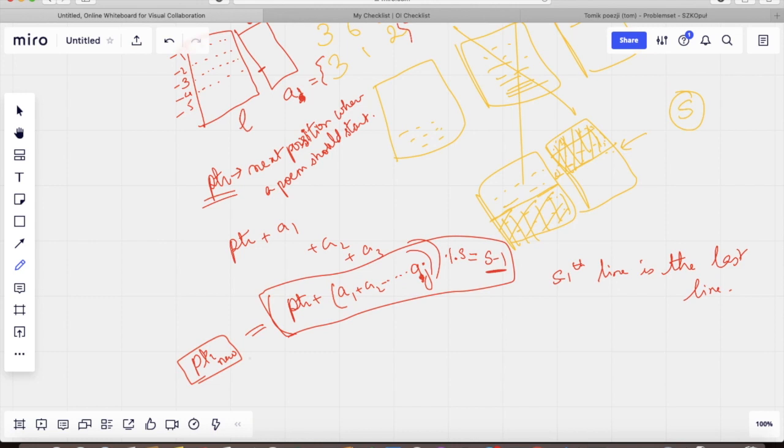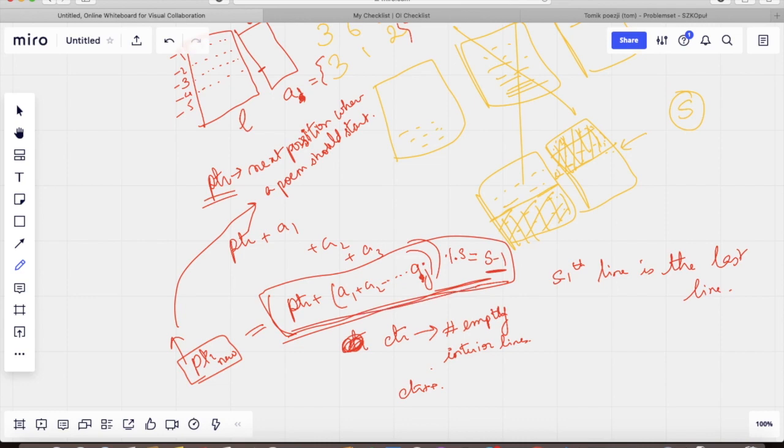So you don't want ptr new to be at the last line of the page, because remember that ptr new is where you should start your next poem. Since you cannot start it at the last of the page, that means every time this happens, your counter, let's say ctr, denoting the number of empty interior lines, you just do ctr plus plus. So you have to minimize the number of times this happens.